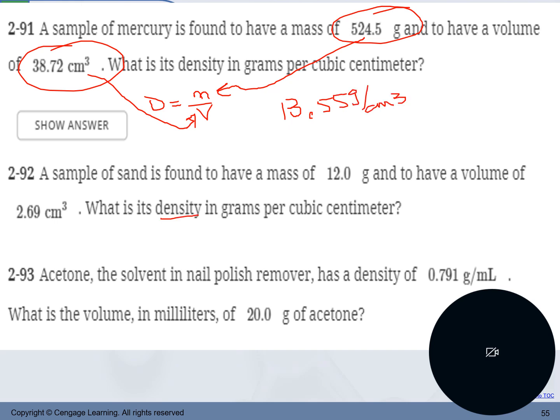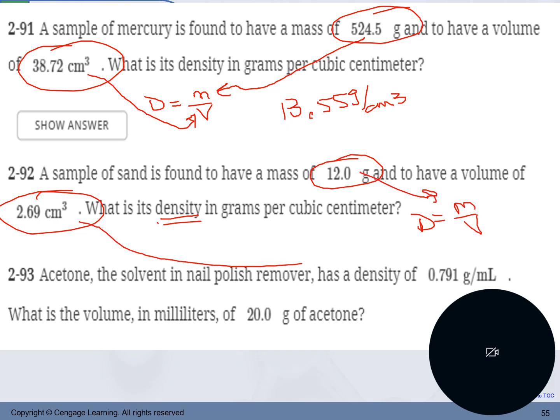Looks like we're doing the same thing. So they're giving us our mass, they're giving us our volume. All we got to do is plug these numbers into our equation. 12 goes here, the 2.69 goes here, and for 92 you should end up with 4.46 grams per centimeters cubed.